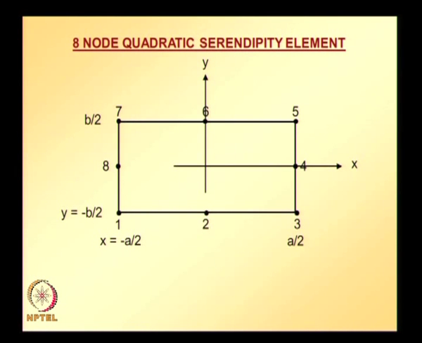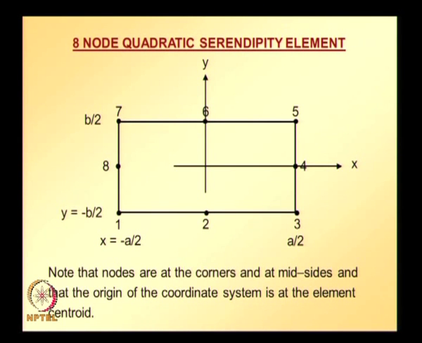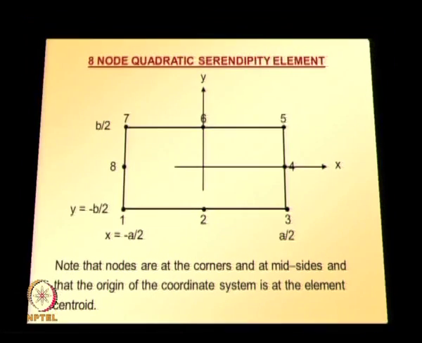Similarly we can derive for node 2, node 3, node 4, node 5, node 6, node 7 and node 8. Based on that we can easily write the shape functions for this element. Note that nodes are at the corners and at the mid sides, and the origin of the coordinate system is at the element centroid for this element.